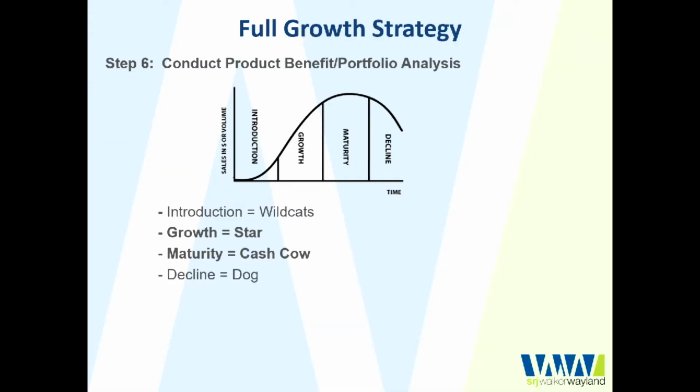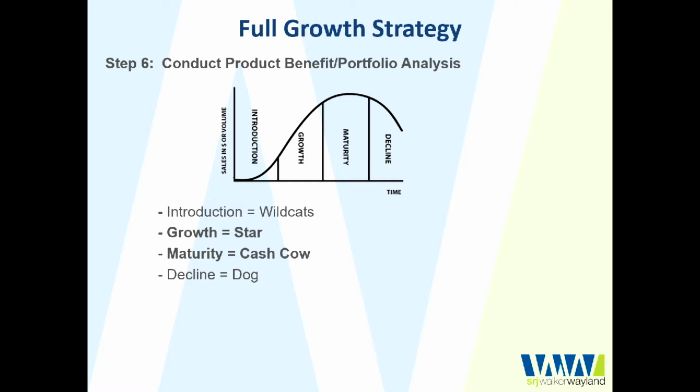The products that are going to be making you money are those that are sitting in the middle quadrant of a graph. So your growth products are your star products, and those that are at the peak of maturity in their product life cycle will be what we call your cash cows. So they're the ones that are currently making you the most money.